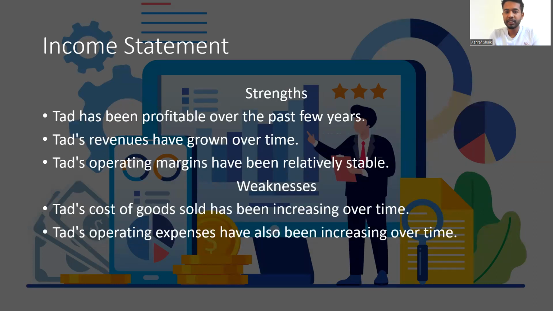So the income statement strengths are: profitable over the past few years, TAD's revenue has grown over time, and TAD's operating margins have been relatively stable. And the two weaknesses, cost of goods sold is high and operating expense is high, which need to be taken care of.